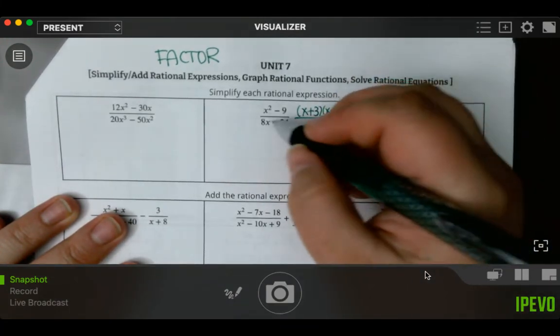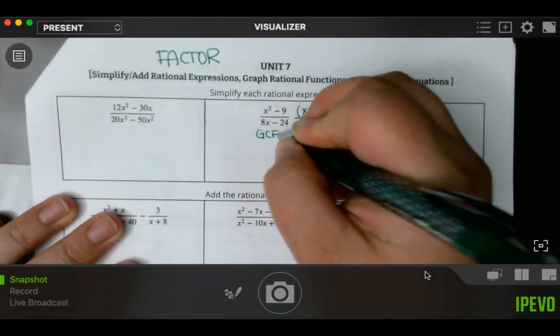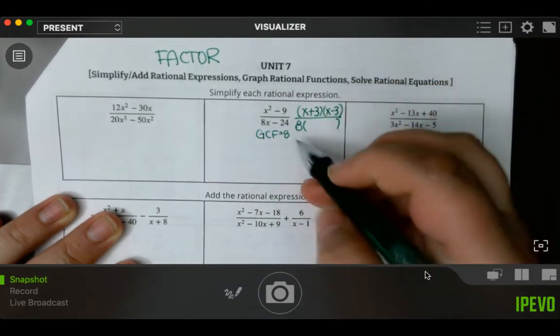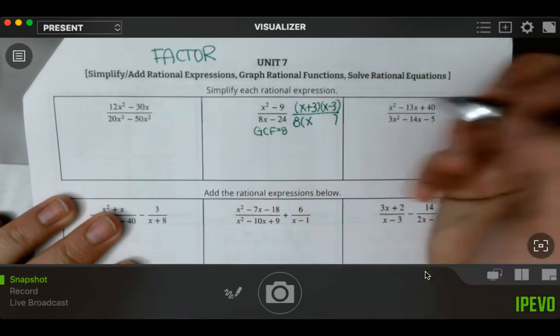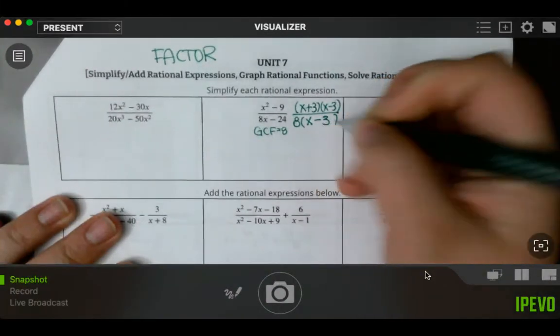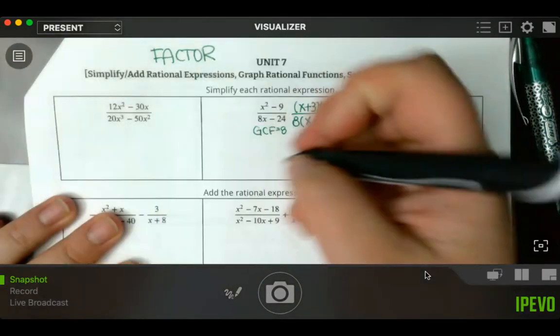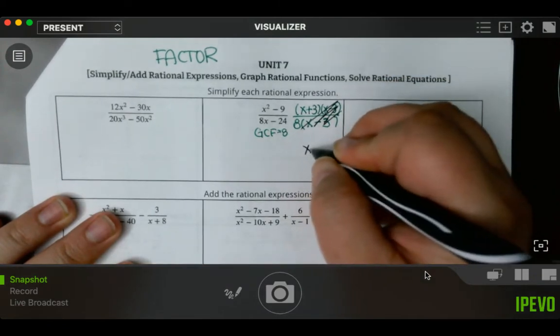On the bottom, I can divide these both by 8. That's called a GCF. And what happens is you put it out front, and then you divide by 8. 8x divided by 8 is x. Negative 24 divided by 8 is negative 3. And then everybody's favorite part of math, crossing things out, it's x plus 3 over 8.